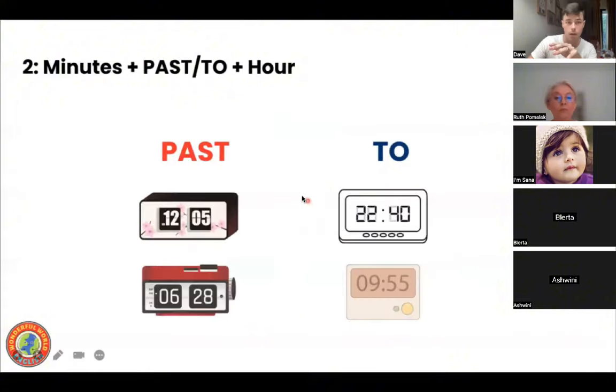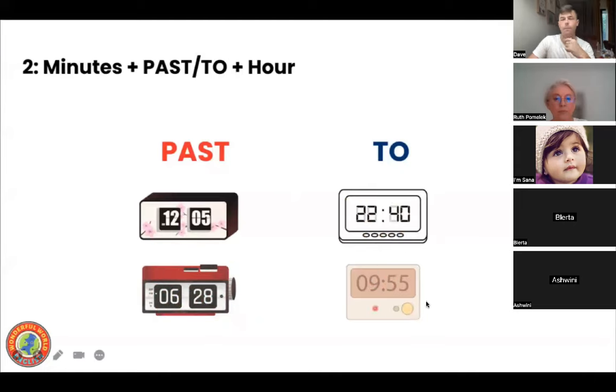Okay, so I'll give you some examples. Here is past. So we've got 5 past 12, 28 past six. Here, we would say 20 to 11 because there's 20 minutes left. So 20 minutes to 11, 20 to 11, or 5 to 10. So let's just practice. Ruth, what's the time? 20 to 11. Perfect. Sana, what's the time? 28 past 6. Excellent. 28 past 6.